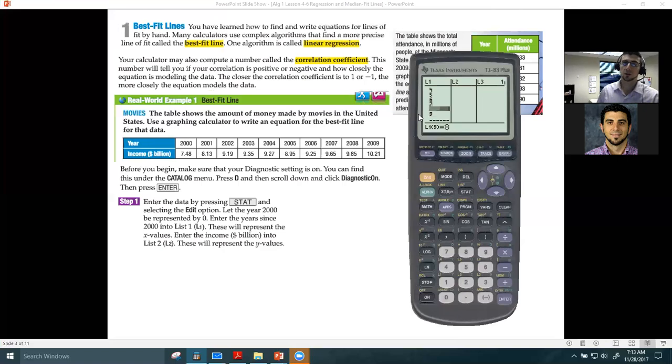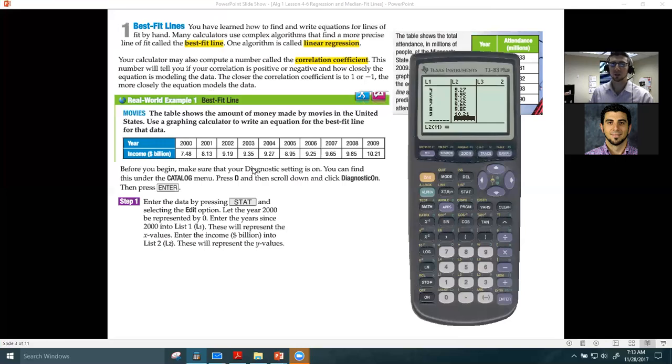All right. So you should have 0 through 9 in list 1. Then in list 2, you put the incomes: 7.48, 8.13, 9.19, 9.35, 9.27, 8.95, 9.25, 9.65, 9.85, and 10.21. Hit enter.